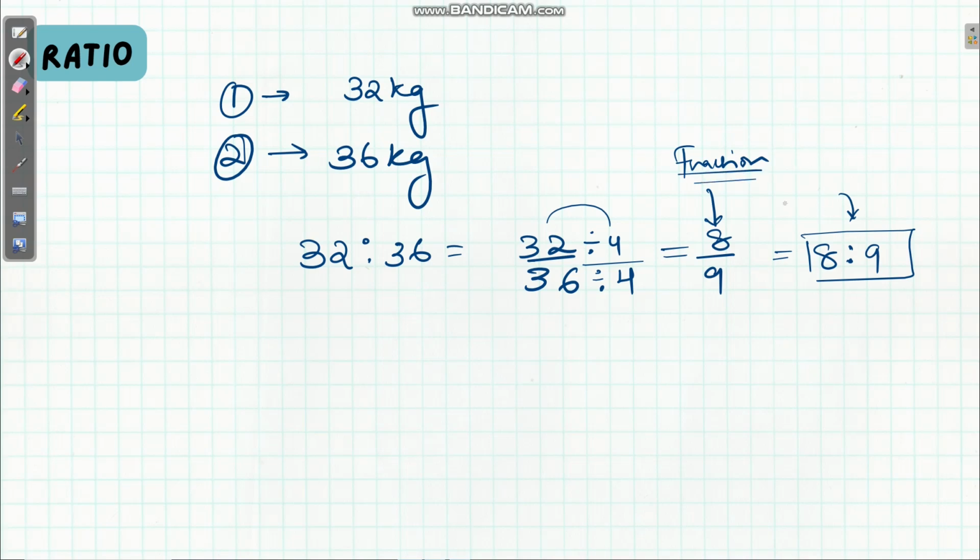Now I got the ratio of the first person to that of the second person. What if I wanted the ratio of the second person to the first person? The answer would have been 9 is to 8. Just reverse the numbers, that's it. Let's take one more example.